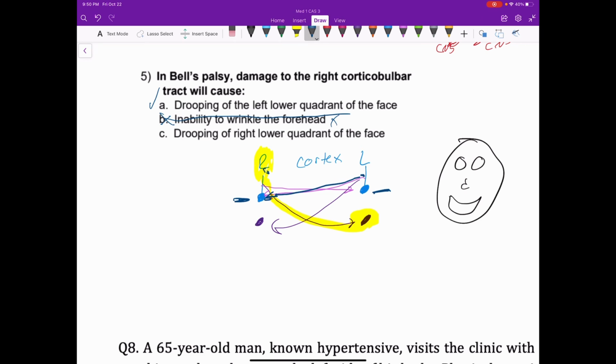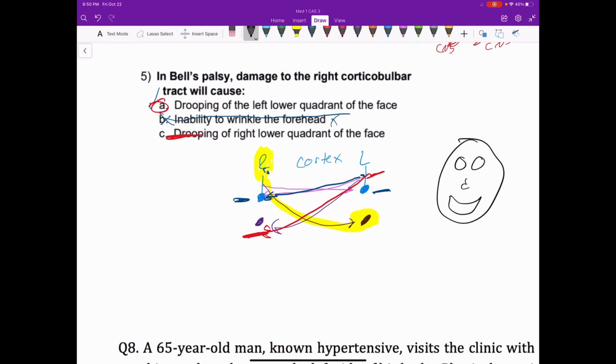Now, are we going to have drooping of the right quadrant of the face, the lower quadrant of the face? No. Why? The lower right quadrant of the face gets innervated from where? The left region. The left region innervates this one. So the only answer we could have is A.